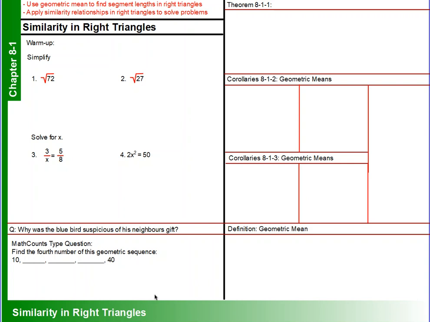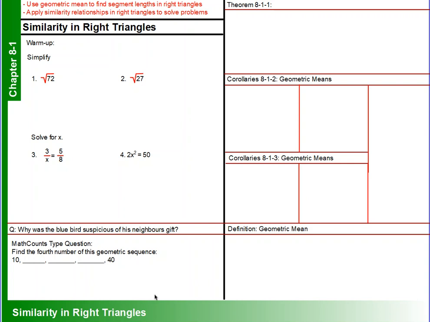Whereas a geometric mean, now you may remember a geometric sequence is a sequence that is following an exponential pattern, not a linear pattern. So today we're talking about geometric means and how to use them and what they mean and how they're helpful. Incidentally, geometric means do show up in MATHCOUNTS once every couple years. So just throwing that out there.